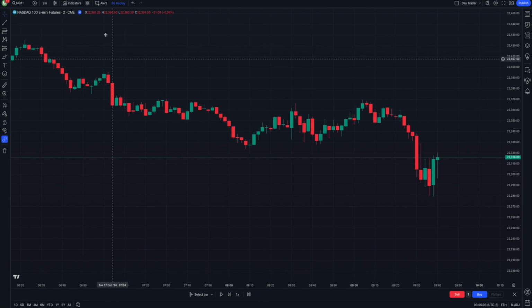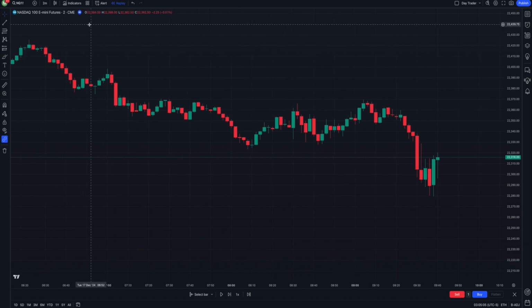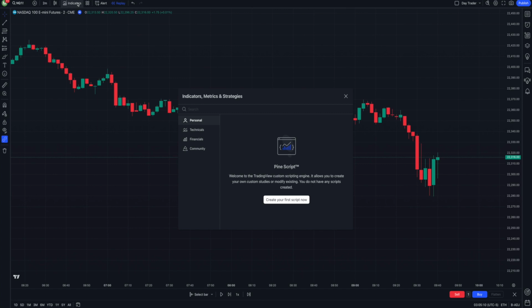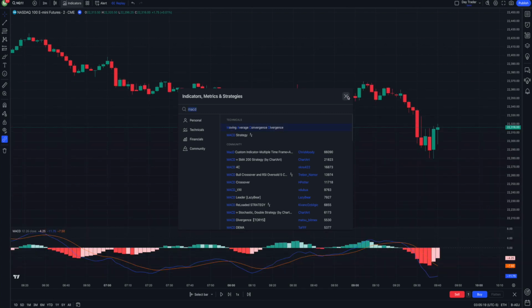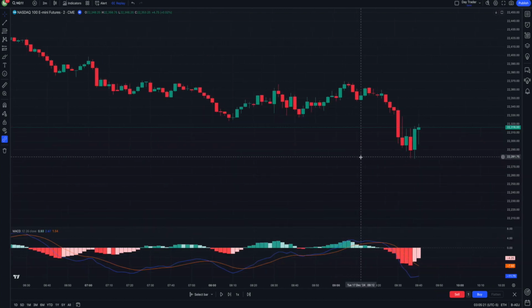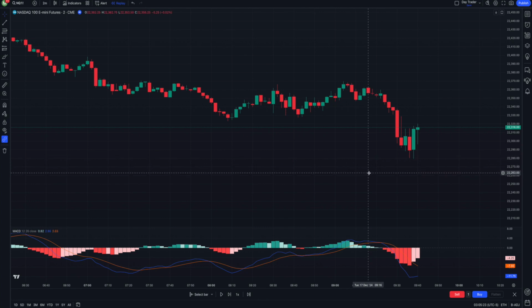Next thing, we're going to set up our MACD indicator. You simply hover over to the indicators at the top left and just type in MACD in the search bar. And it'll be the first result, so just click that. So using the MACD in conjunction with a Fibonacci retracement is a very powerful combination and produces excellent trading results.